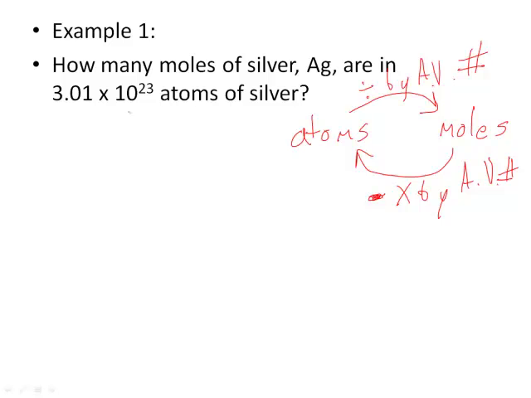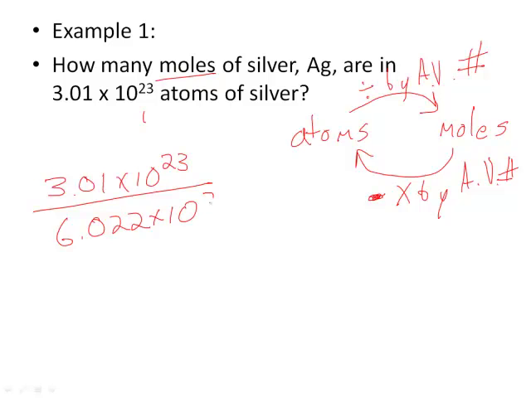The hardest thing about these problems is figuring out where I'm starting and where I want to go. So how many moles of silver are there in 3.01 times 10 to the 23rd atoms of silver? I want to end up in moles, so I am going from atoms to moles. I need to divide by Avogadro's number. So I take my 3.01 times 10 to the 23rd and divide it by 6.022 times 10 to the 23rd.